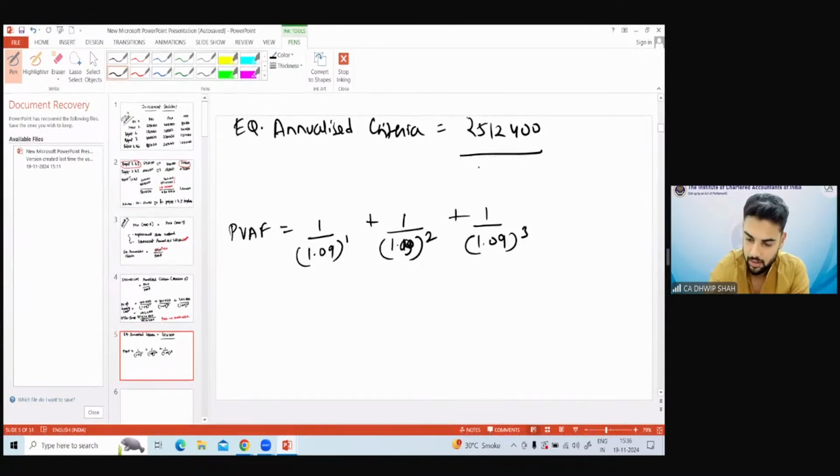2.531. Let's take it to 3 decimals. 2.531. So my 25 lakh 1 thousand 400 divided by 2.531. How much is my equivalent annualized criteria amount? 25 lakh 1 thousand 400 divided by 2.531. कितना आया? बोलो कितना आ रहा है?